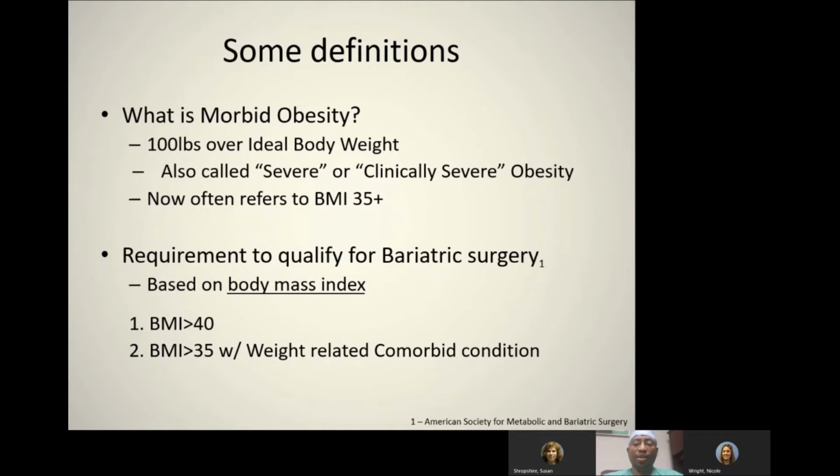So if you have a BMI greater than 40, that in and of itself qualifies most people for weight loss surgery. If your BMI is between 35 and 40, you need a medical condition related to weight issues. If your BMI is less than 35, you generally don't qualify for a surgical procedure and have to look into other options such as diet, exercise, and medication.